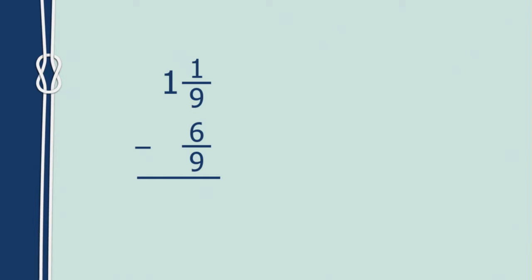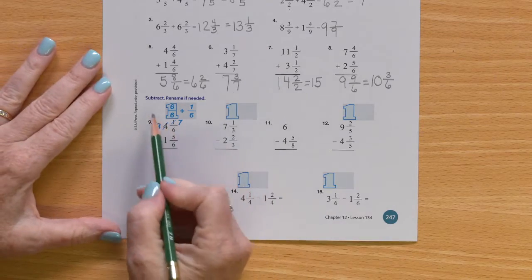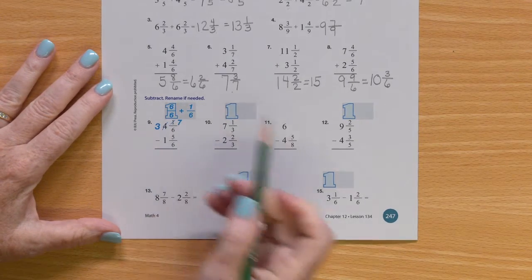You needed to rename to get enough ninths. Then you had 10 ninths minus 6 ninths, so you should have had 4 ninths. All right, let's get back into that work text and do the subtraction equations. We're going to subtract, rename if needed.